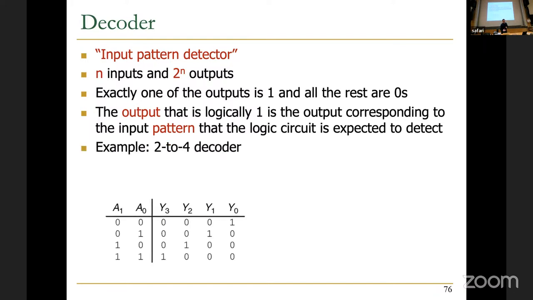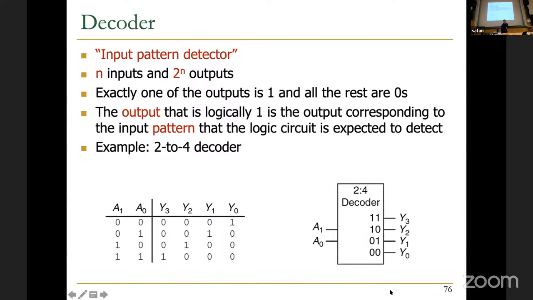2-to-4 decoder. This is the truth table. It has two inputs and four outputs. If both inputs are 0, output Y0 is 1, everything else is 0. If inputs are 0, 1, output Y1 is 1, and all of the other outputs are 0. And you can keep doing what I just said. Only the one output corresponding to the input is 1, everything else is 0. This circuit detects the input pattern because only the output corresponding to the pattern is 1. Makes sense, right? This is used in many places, as we will see later.